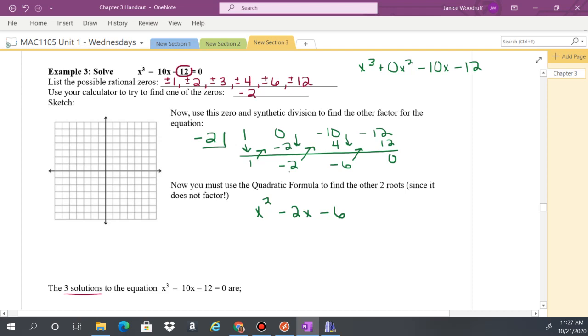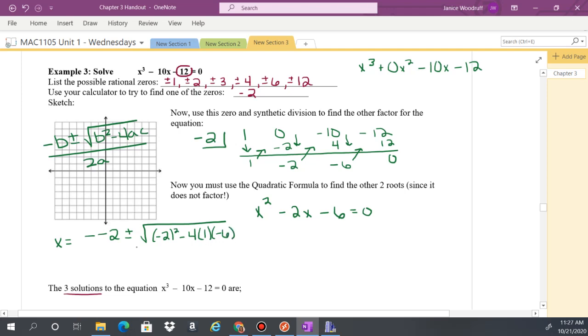Okay, so here, we're going to use the quadratic formula to find the other 2 roots, since it doesn't factor. So set that equal to 0. And then, just in case we forget, I'll write it on the graph. Negative b plus or minus the square root of b squared minus 4ac, over 2a. So let's see. Negative 2 plus or minus the square root of negative 2 squared minus 4 times 1 times negative 6, all over 2 times 1.